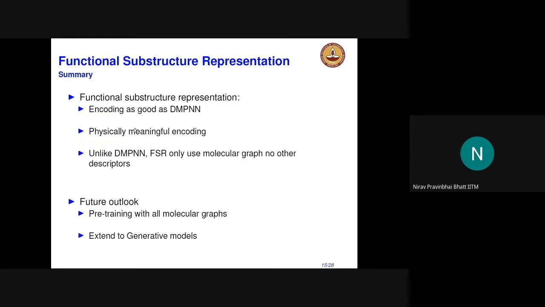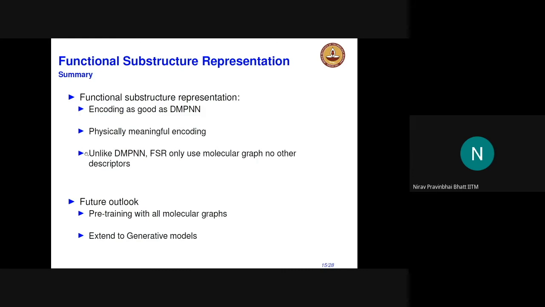Let me summarize what we have done. We started with a physically interpretable, or chemistry-interpretable, representation of the molecule, which allows us to encode the molecule using the functional substructure representation. The encoding so far is as good as DMPNN. It has a physical meaning because we know what kind of substructures are there, which is going to be useful when it comes to developing generative models, where I want to construct new molecules given the property.